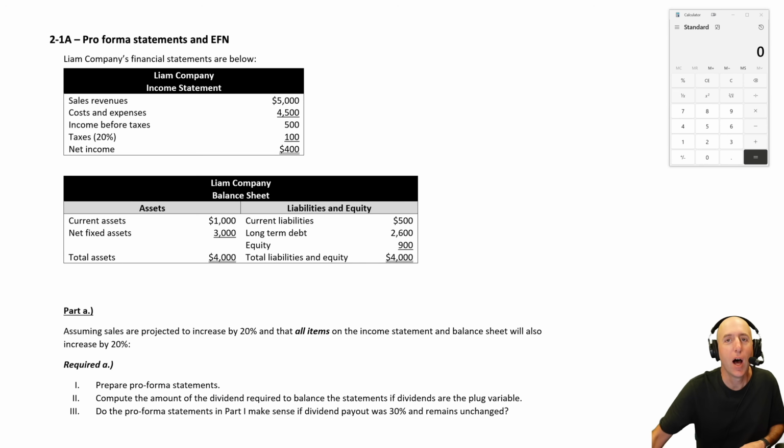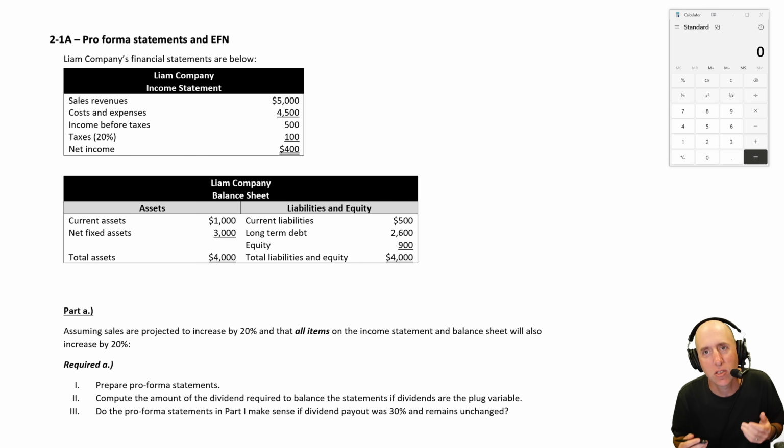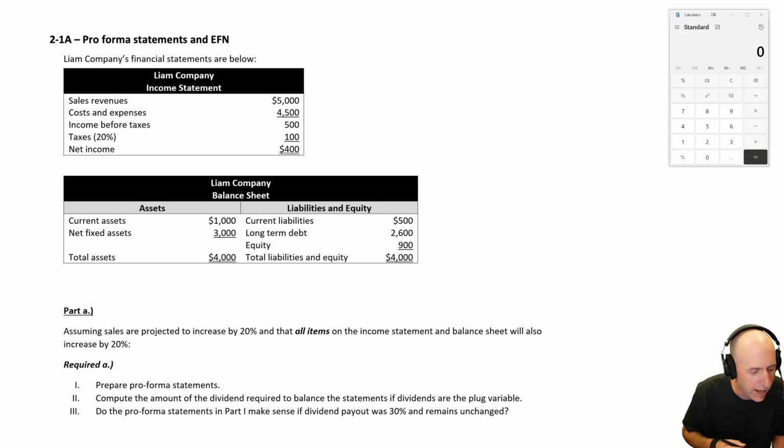Let's get started. Let's take a look at problem 21A. This has us doing pro forma financial statements, just projected financial statements, a really useful skill to have, right? To be able to say, okay, next year, what happens if our sales are up by 10% or 20% or 15% or whatever? What will happen to the rest of our accounts? What will our financial statements look like then? And what are the implications of it?